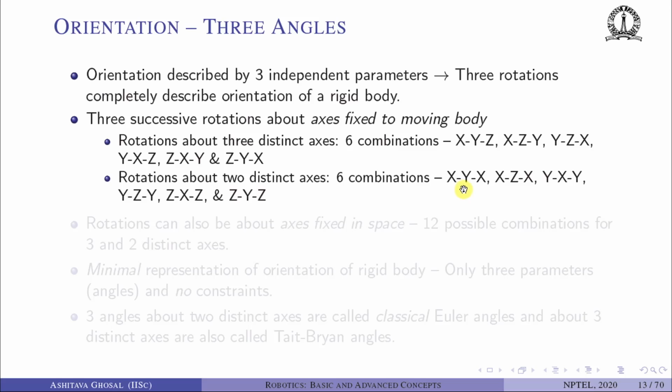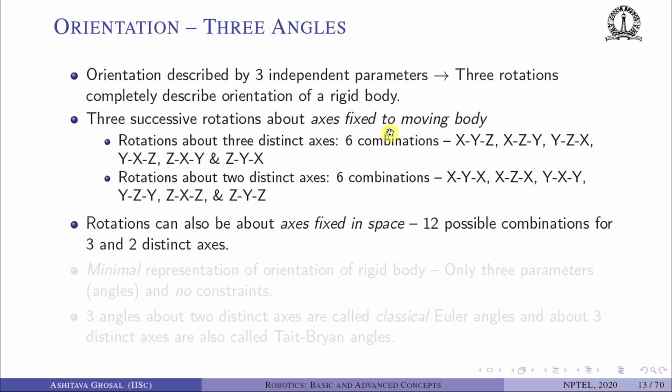We can do first a rotation about x, then a rotation about y, and then again a rotation about x. We could have also done z, y, z, or z, x, z. So there are 12 possible combinations of rotations about 3 axes. In one case 3 distinct axes, and in one case 2 distinct axes. And we'll get 3 parameters in each one of them. These 3 rotations completely describe the orientation of the rigid body.